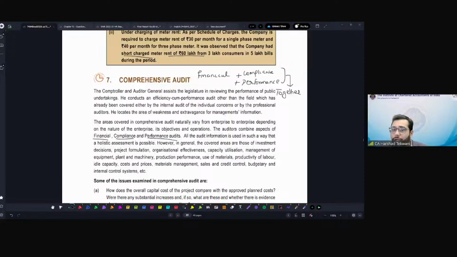In the financial part, you will see the funds, the income, expenditure, the receipts, whether it has been accounted appropriately. In compliance, you will check the compliance of laws and regulations, policies, rules, programs, whatever orders have been issued. And in performance, you will check effectiveness, capacity utilization, efficiency, economy, use of resources, input-output ratio, everything. So when you see all the areas together in a particular audit, it becomes a comprehensive audit.